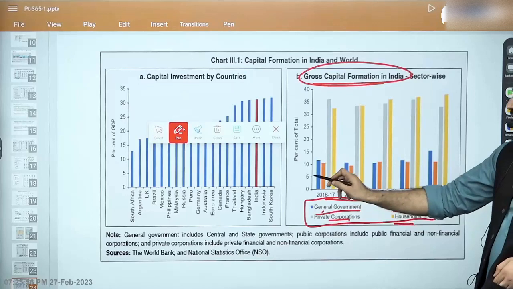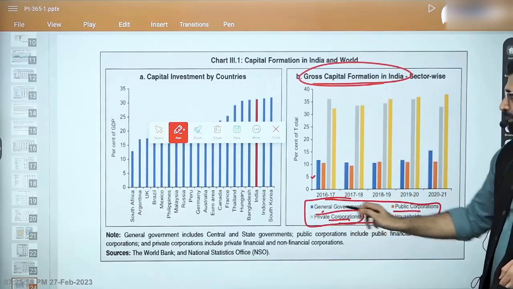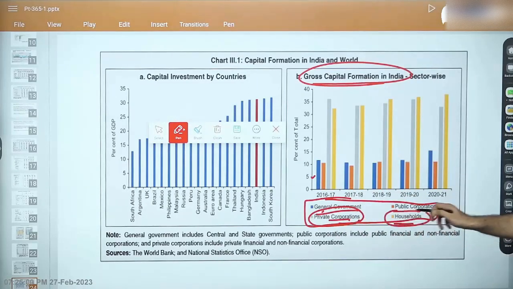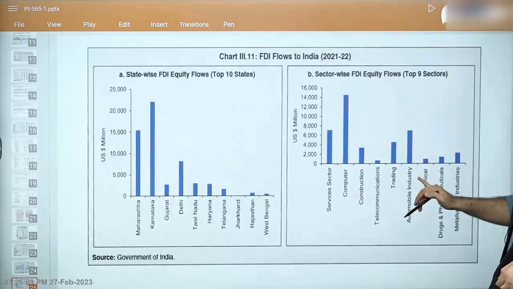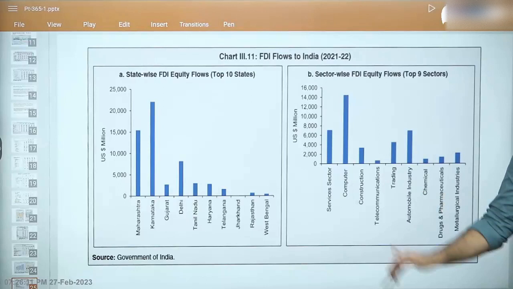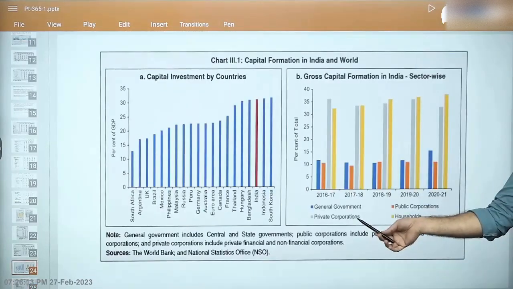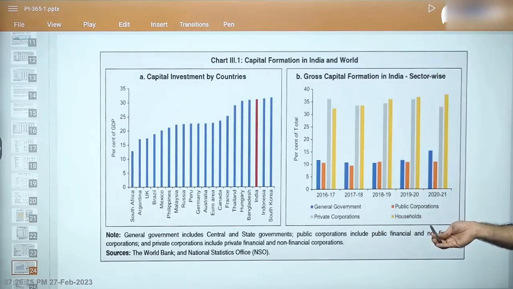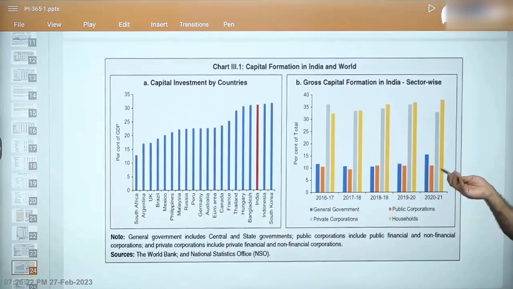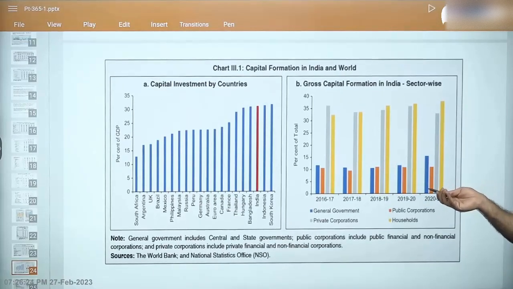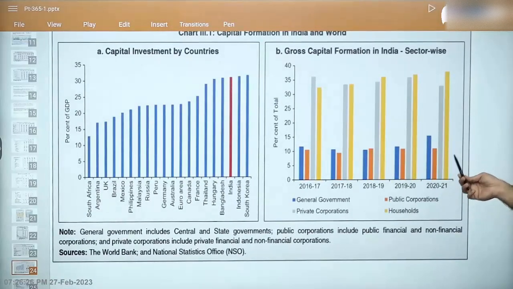This is your general government expenditure. Highest is coming from private corporations and households. This is a general government expenditure trend on capital formation, that is investment. Household no, it is private corporations. 2020-21 was household. Investment, private investment, why can't it be high? Both private and household.